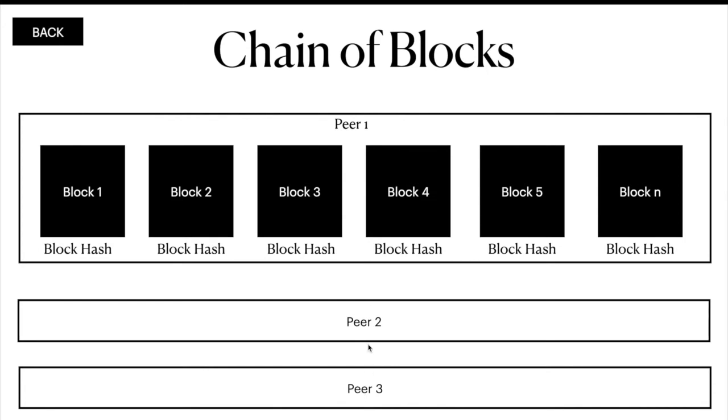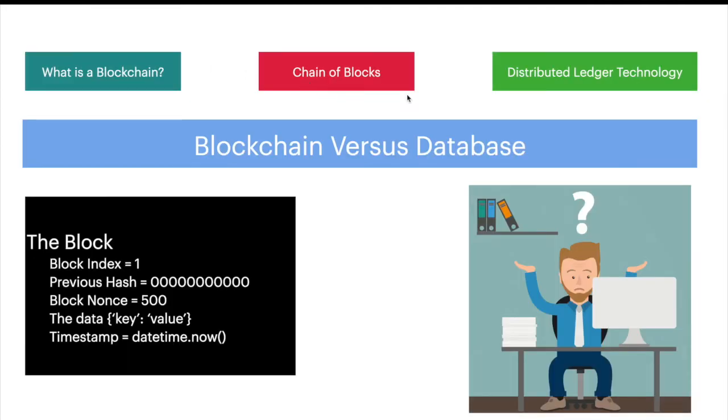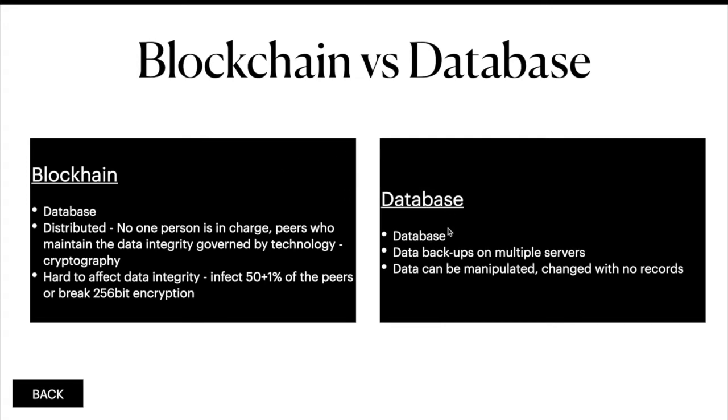And these peers do not have to be related to each other. They can be peers sitting in different parts of the world, like in the Bitcoin blockchain. There are thousands and thousands of peers all over the world. They're not related. They don't know each other. They don't even have to like each other. But they are maintaining the same blockchain because they are governed by the distributed technology of how that information is kept the same across all of them. So a blockchain is distributed, whereas a database is not distributed.